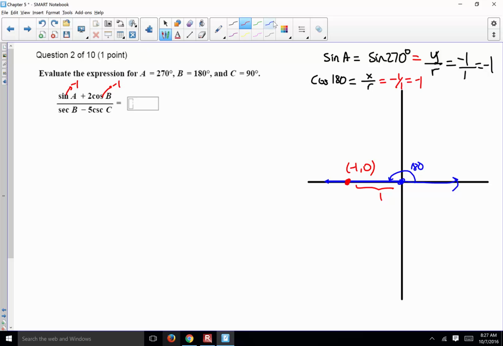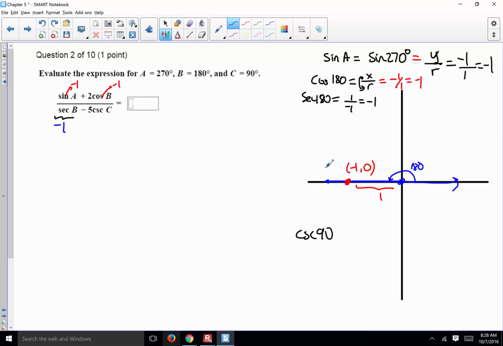Okay. Secant of 180, and I want to cheat. I know cosine 180, right? How do I get secant of 180? Aren't cosine and secant related? You flip these. In other words, 1 goes to the top, -1 goes to the bottom, it's still -1. This is -1. Cosecant C, I need to make this cosecant C.